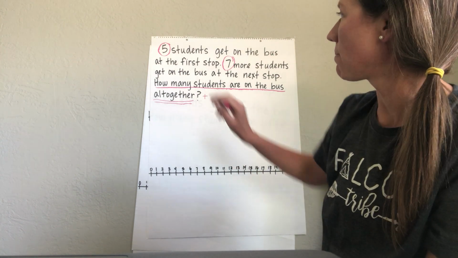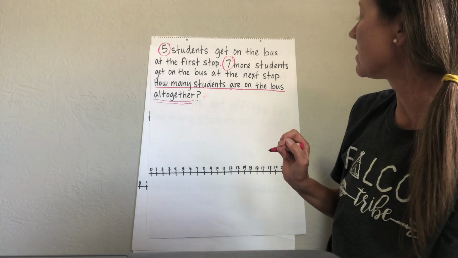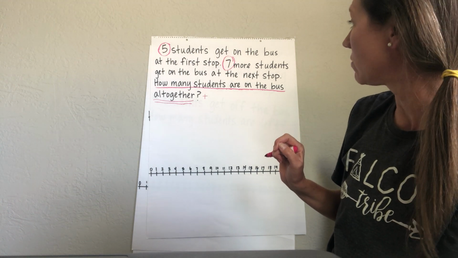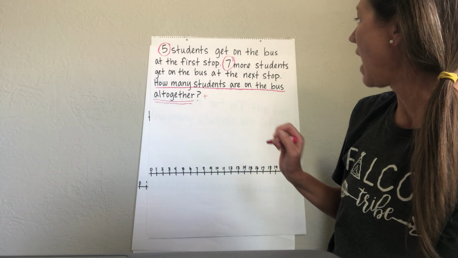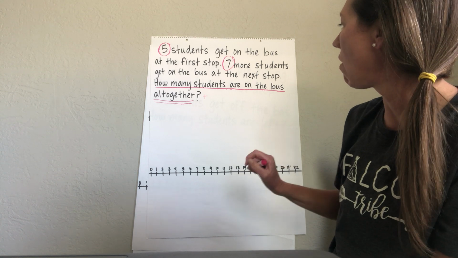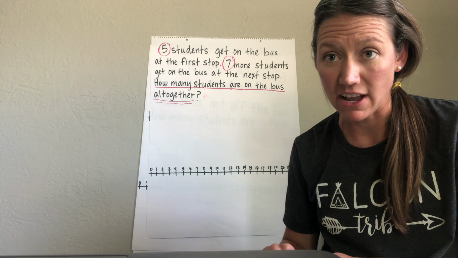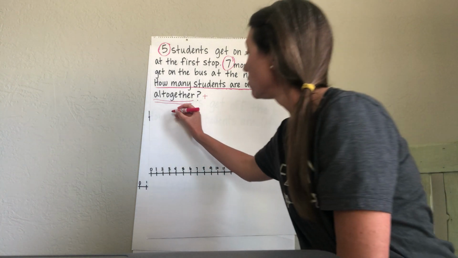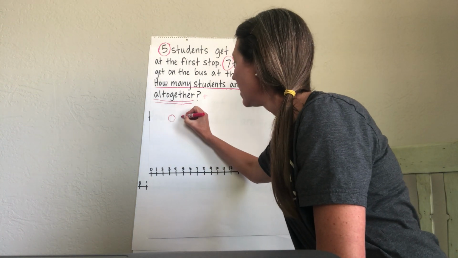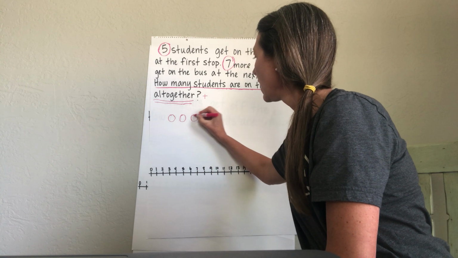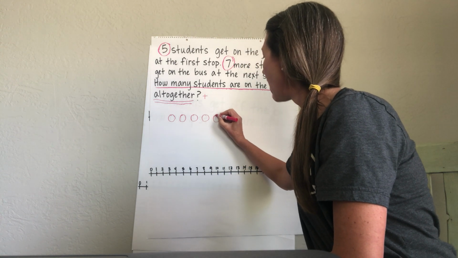Okay, so let's reread the problem. 5 students get on the bus at the first stop. 7 more students get on the bus at the next stop. How many students are on the bus all together? Now there are many different ways that we can solve this, friends. I can draw my 5 students. Here's my first 5 students. 1, 2, 3, 4, 5.